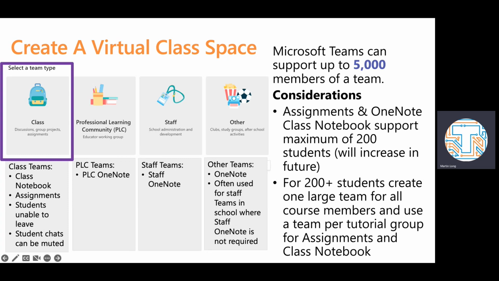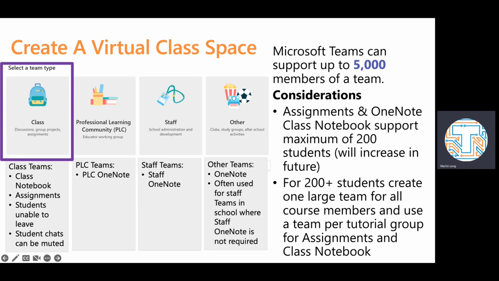Professional learning communities tend to be the best place to have things like trust teams or governors. Staff teams are where you would have groups of staff working together, either whole staff or specific subgroups of staff. And other teams are a little bit of a catch-all. And what they do is, if you're not quite sure, it gives you a platform to create, which you can bend and meld either way.